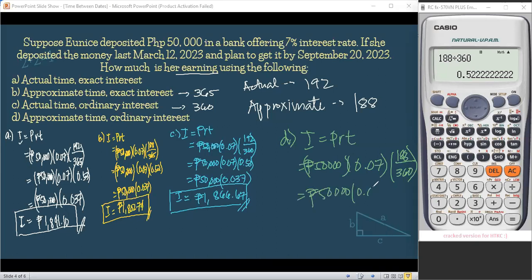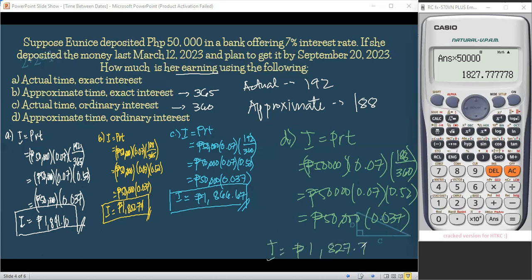50,000 times 0.07 times 0.52. So 0.52 times 0.07, that will give us 0.037 again. So our interest now is 1,827.78 approximately.